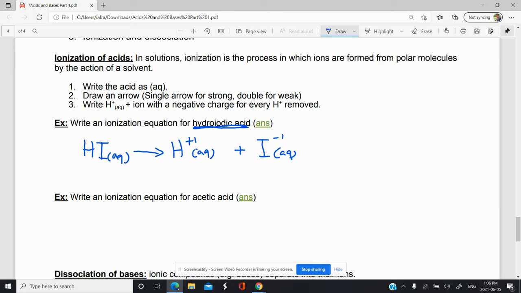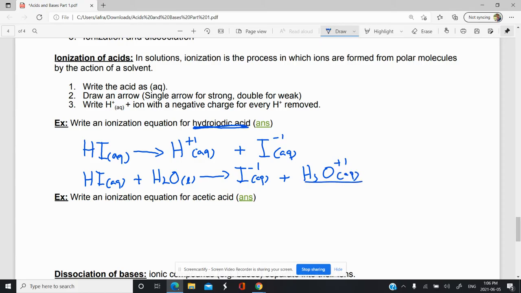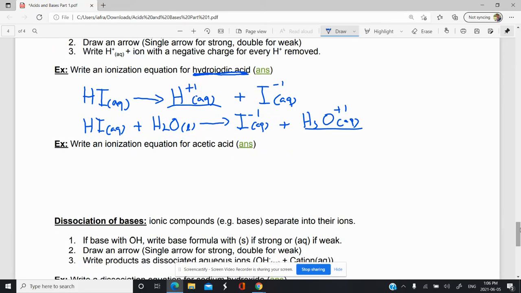You could have also written it the long way, but I don't mind the short way. Essentially you could have done HI AQ plus H2O liquid would produce I minus AQ plus, so the HI gave away an H to water and it made H3O plus AQ. This and this are basically the same thing. It's just the shorter form that we wrote down. So those are two ways to write ionization equations for a strong acid with the single arrow.